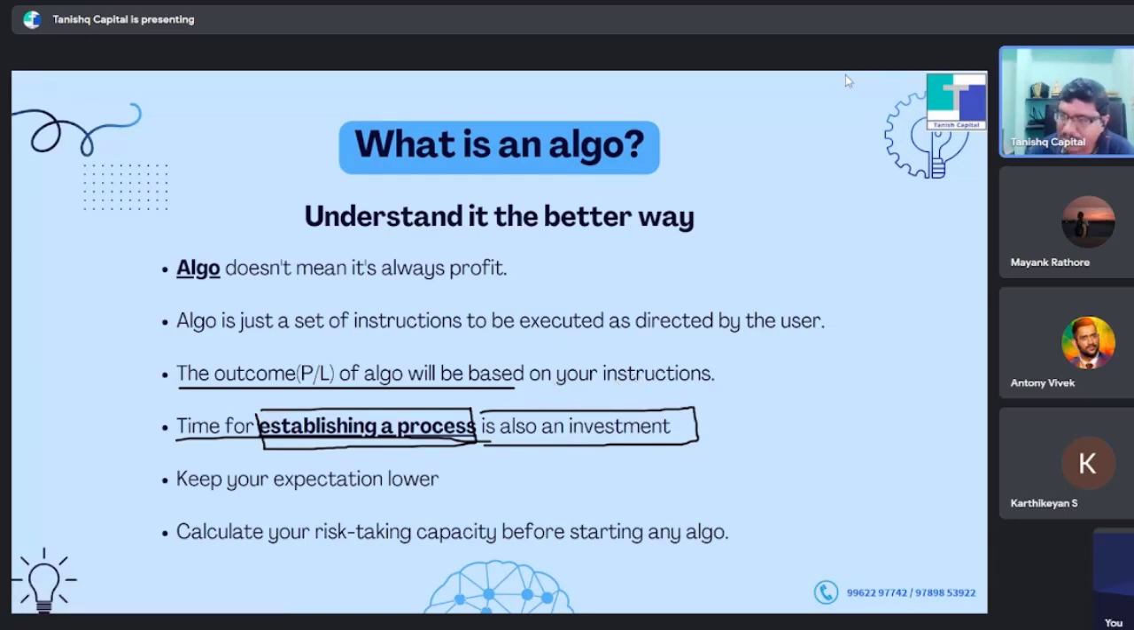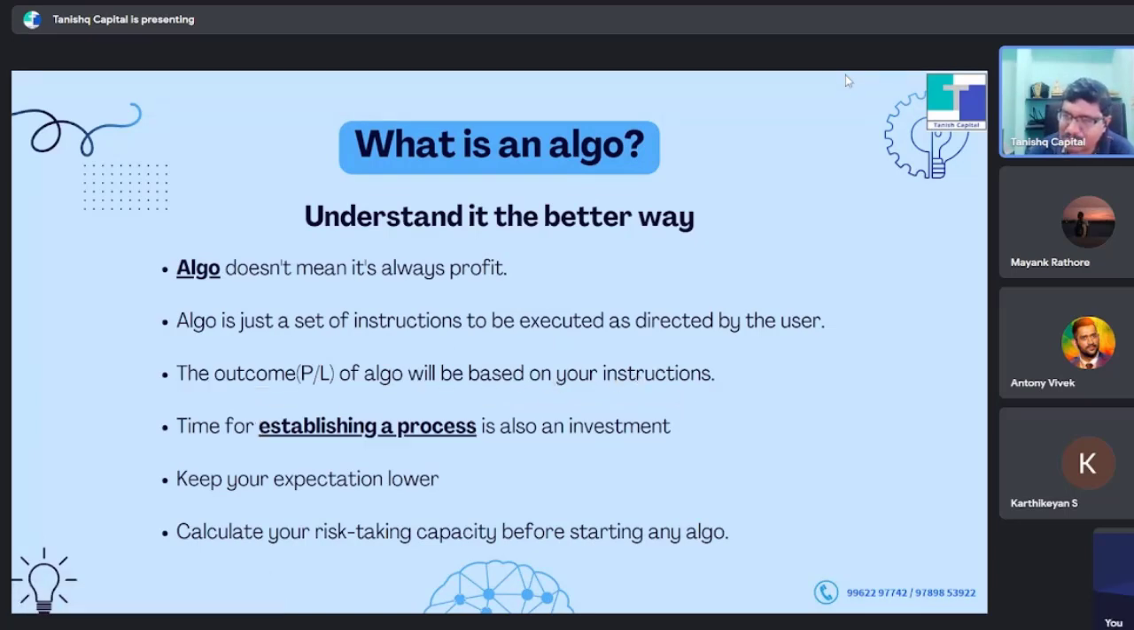So establishing a process itself is becoming an investment. You guys know us from the last 6-7 years, we have been doing free education, even professional education, and in 2020 we started with the zero to pro intention, but only now we started algo. Why? Because we've been establishing a process. That took almost 2 to 3 years.